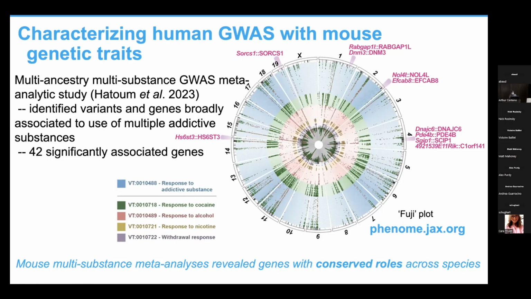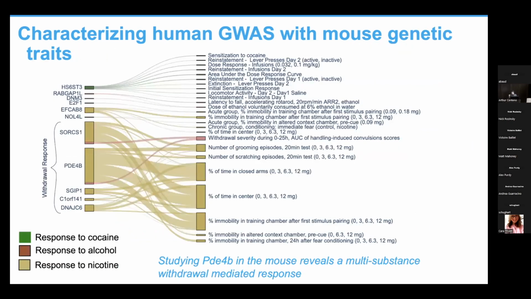So what we can say is these multi-substance meta-analyses reveal the genes that have conserved roles across these species, right? So that's just the starting point. We find this in the human, that's great, but what does that tell us? Well, what we can do is use the mouse, find where there are conserved roles, and then go back to the variants in the mouse and really look at where those variants are affecting the traits. Which traits are they affecting? And so that's what I'm showing you here. These are the human genes on the left, and each of these lines is one or more variants that map back to traits, right?